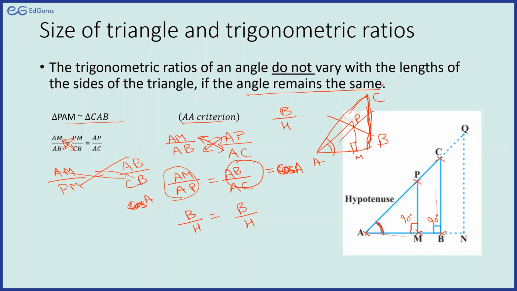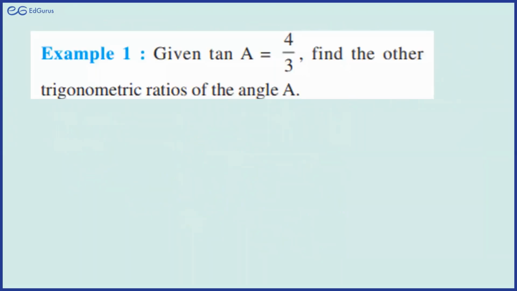Right? Yes, ma'am. So this is the proof of the statement that trigonometric ratios do not change. They do not vary with the lengths of the side if the angle remains same. So if I draw an angle and if I keep extending it, my trigonometric ratio of this angle will not change.